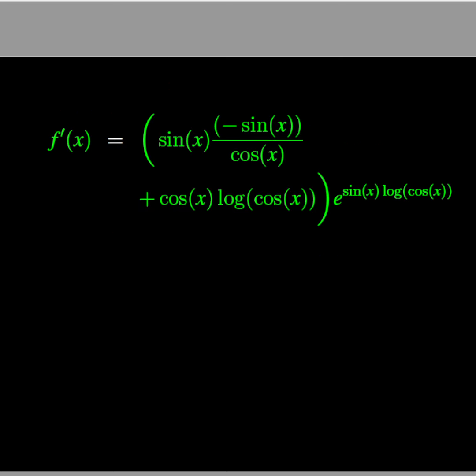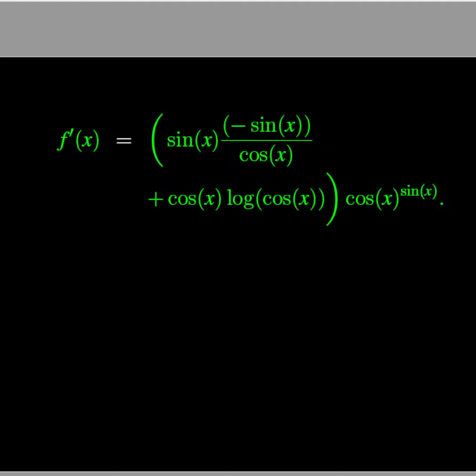So we have the expression of f prime as follows. This final expression can also be given as follows: f prime of x is equal to the quantity sine of x times the fraction negative sine of x over cosine of x, plus cosine of x times the logarithm of cosine of x, times cosine of x to the power sine of x.